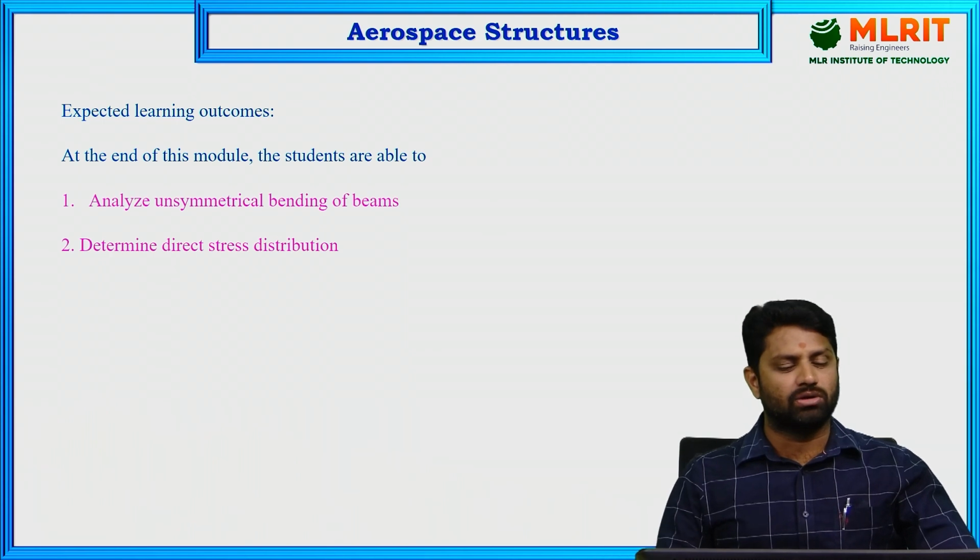The learning outcomes in this module are that students are able to analyze unsymmetrical bending of beams, and students are able to determine the formula for direct stress distribution.